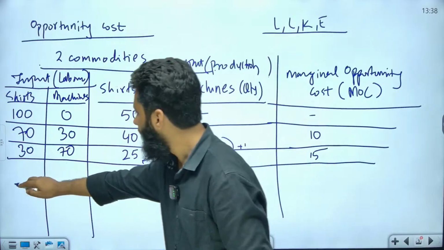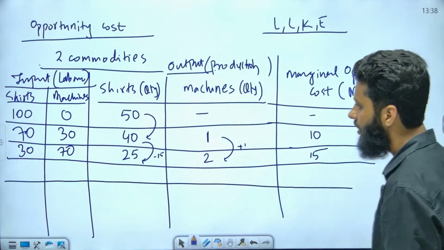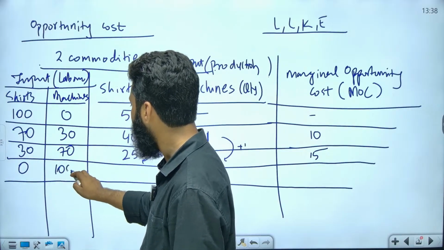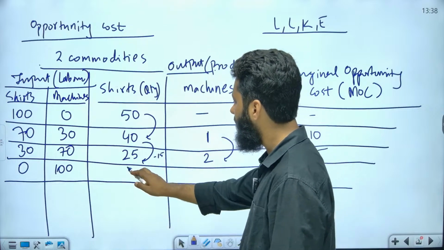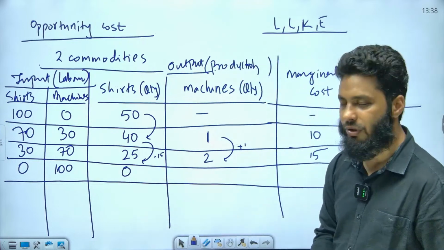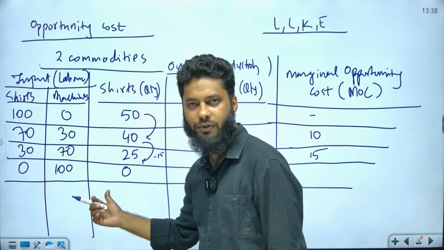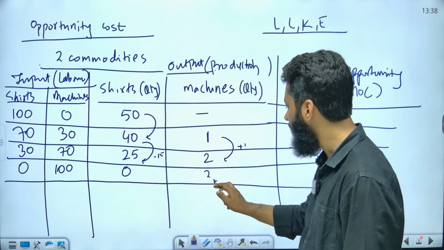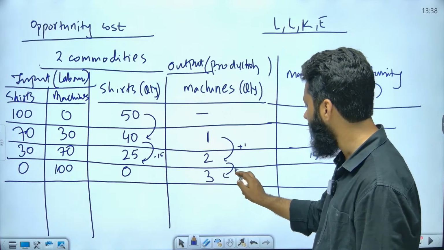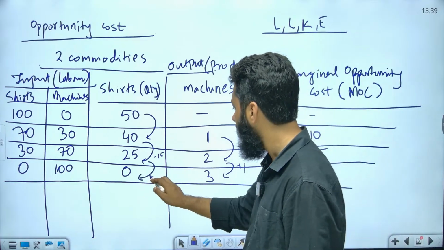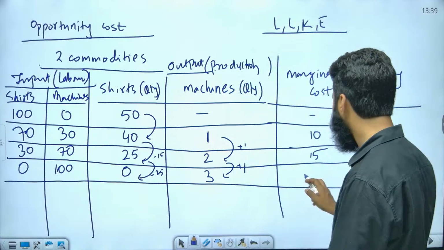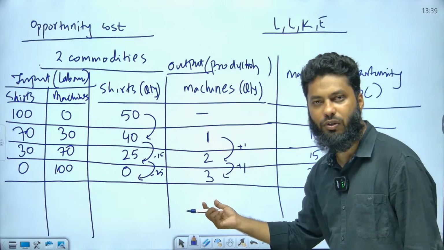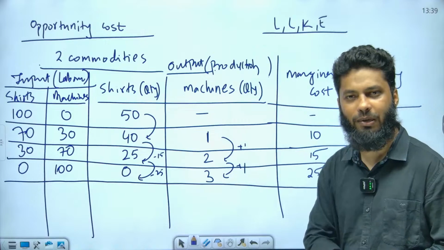Now suppose I am diverting all my resources towards machines. So 0 labor for shirts and 100 labors for machines. Now I am able to produce 0 shirts, because no labor is working on shirts and 100 labors are working on manufacturing machines. So I am able to produce one more machine. For one extra machine I have to sacrifice again how many shirts? 25 shirts. So the marginal opportunity cost for producing one extra unit of machine becomes 25. I hope you are able to understand this.